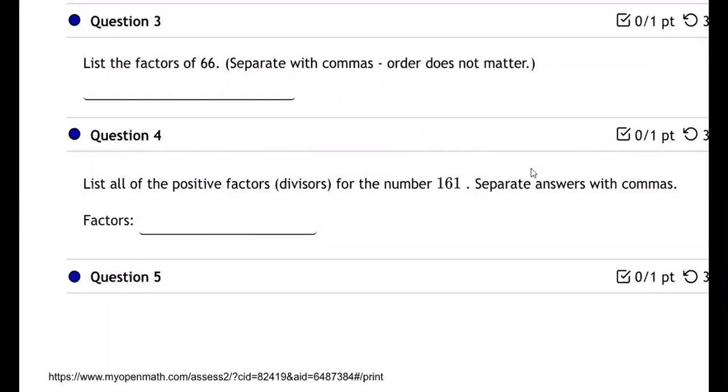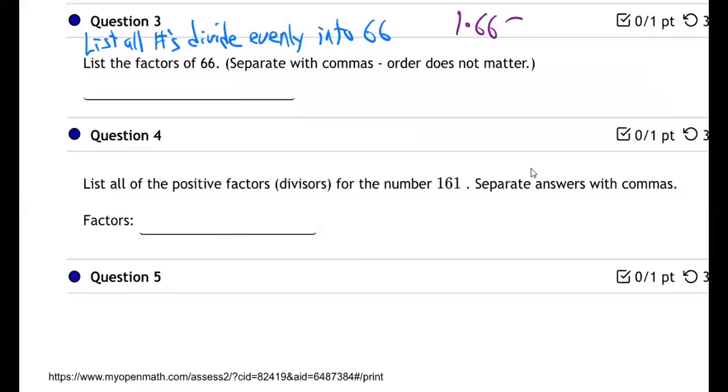Now they want us to take the number 66 and find all the factors. That means list all the numbers that divide evenly into 66. How do we find all the numbers that divide evenly into 66? Well, we start with 1, right? 1 times 66. Then go up to 2.